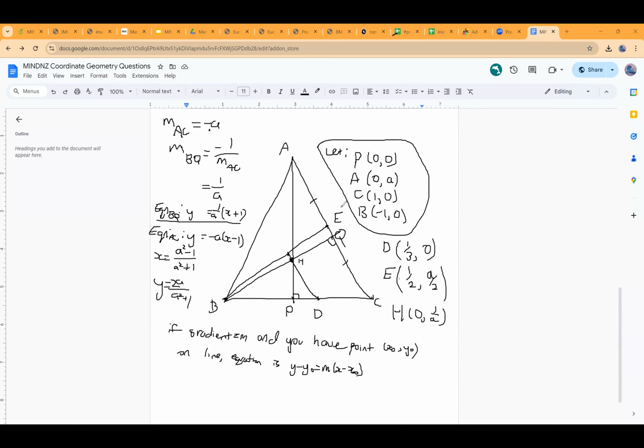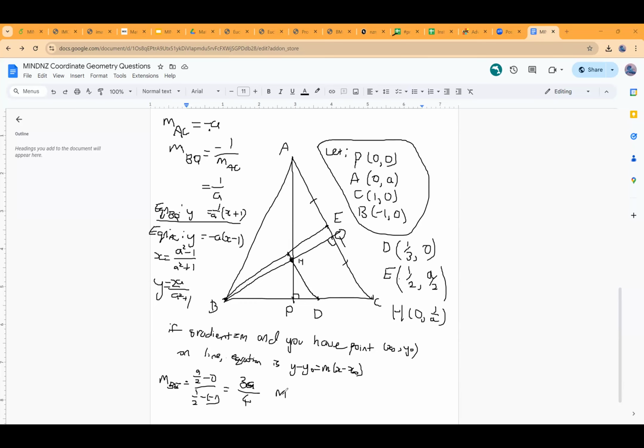So we have points B, E, H, and D now, which means we can find the gradients, right? The gradient of line BE is rise over run, which is the difference in y values, so that's a over 2 minus 0, over the difference in x values, which is 1 over 2 minus negative 1, which is a over 2 divided by 3 over 2, which is 3a over 4.